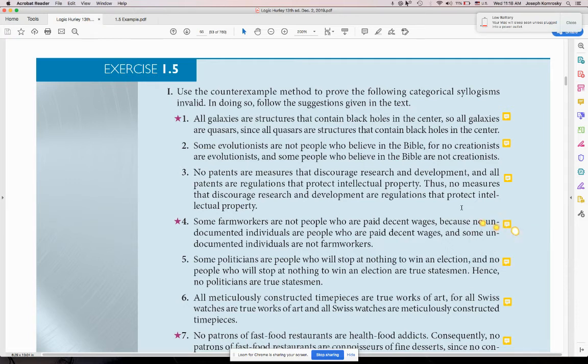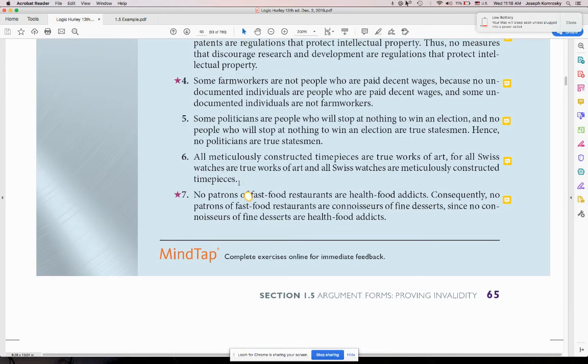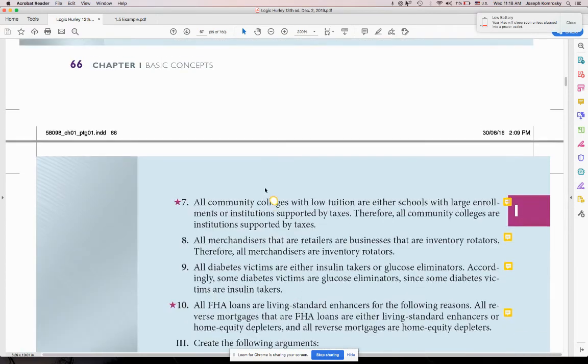So he says, we don't have to know about farm workers and decent wages and all that. We could take that, symbolize it like we did to the left, substitute in things we know we're certain about, like fish, cats, mammals. Those aren't debatable. Those are obvious to us, right? Then read it to yourself. Are the premises true and the conclusion false? Yes.